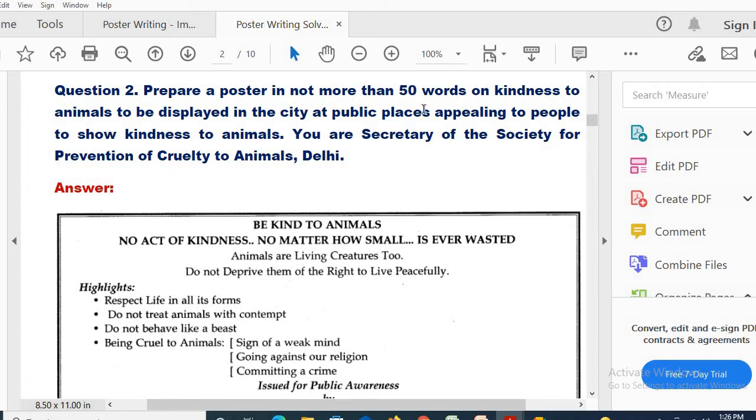Prepare a poster in not more than 50 words on kindness to animals to be displayed in the city at public places, appealing to people or urging the people to show kindness to animals. You are Secretary of the Society for Prevention of Cruelty to Animals, Delhi. Now, your designation has already been given and the points have been highlighted on which you have to draft the poster. Sometimes we feel a bit nervous when we feel that the question is so lengthy. But as I told you, there is an advantage. If the question is a bit lengthy, if you read it, you will get maximum points out of it.